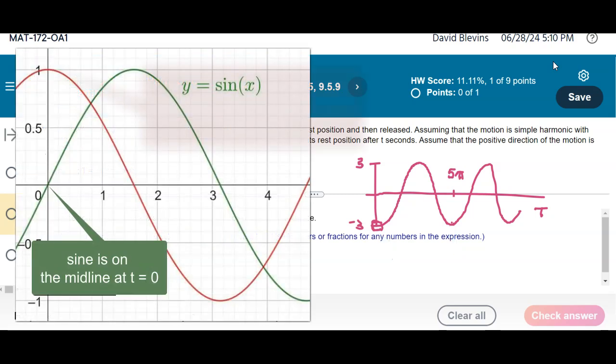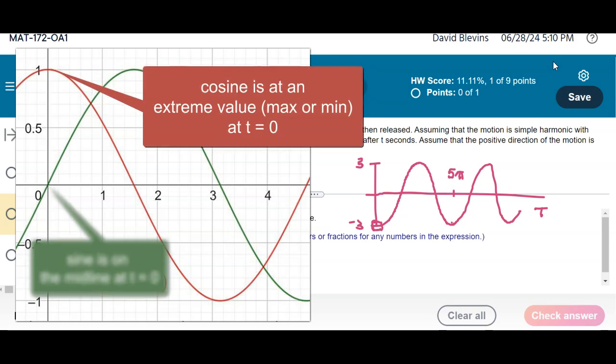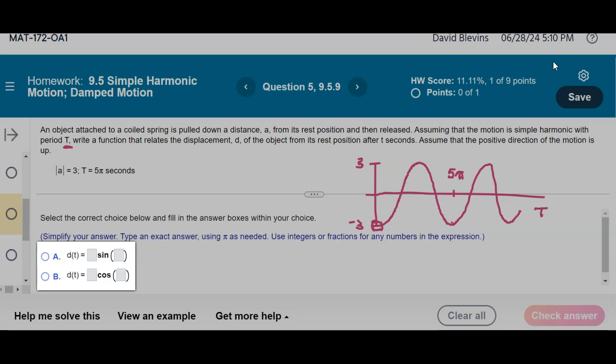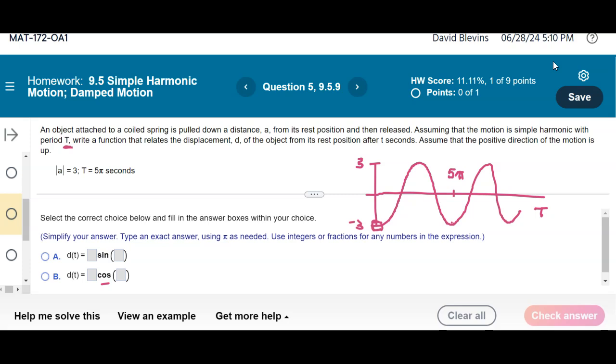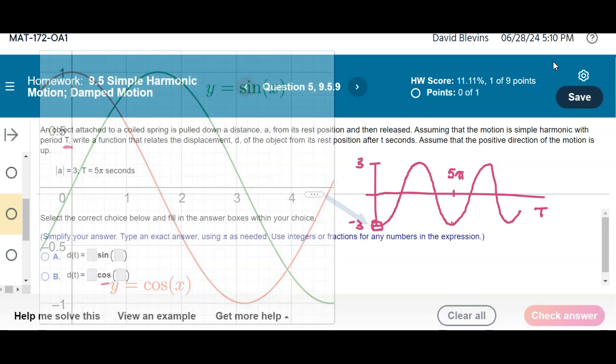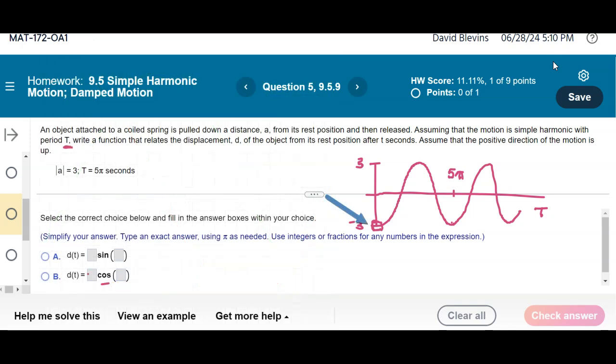Because it's starting with its maximum displacement from rest, that's going to be the cosine. Notice they're giving us two choices down here, so we're going to pick the cosine. The amplitude is 3, so this is either going to be +3 or -3. Cosine is typically up at the highest number. If it's down here at the negative, the opposite, that's going to be -3.